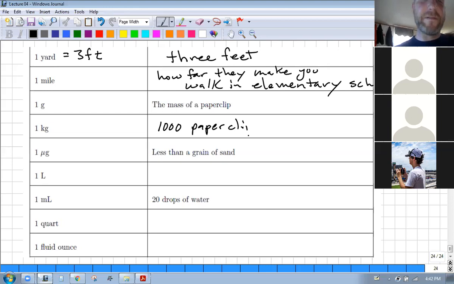We'll go with that. All right, this would be a microgram, a 1,000th of a gram. It's less than a grain of salt.